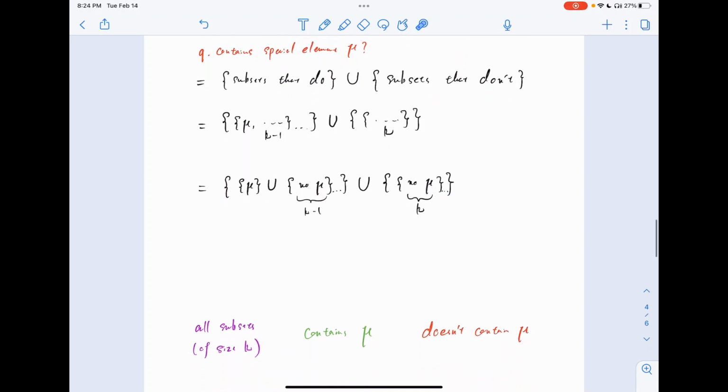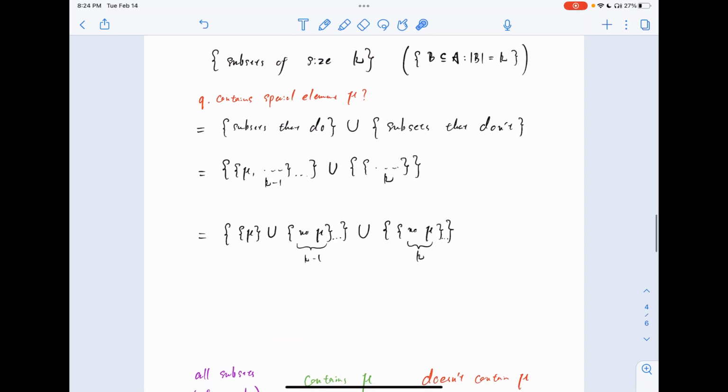Now looking at this, a somewhat interesting observation is that we have, in a sense, reduced the problem. Our original problem is to count all the subsets of size k. But if you look at this first term here, we said that all of them contain the element mu. So the enumeration really happens in enumerating all the possible k minus 1 elements which are not mu. So I want to enumerate all the possible subsets of length k minus 1, not including the element mu.